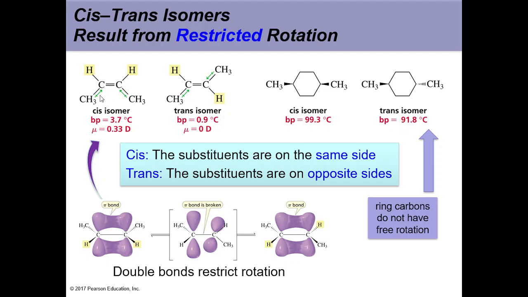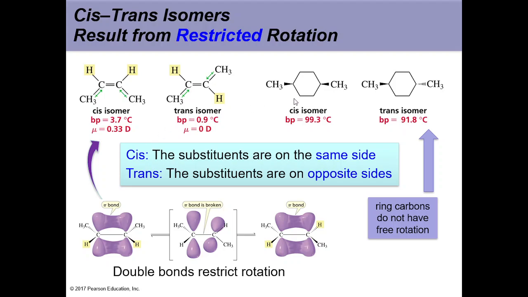Here we can clearly see that the cis isomer and the trans isomer have the exact same chemical formula and the same connectivity, but they are not the same molecule, because you cannot rotate the double bond to interconvert between them. They are actually two different molecules. They even have different melting points and other physical properties.